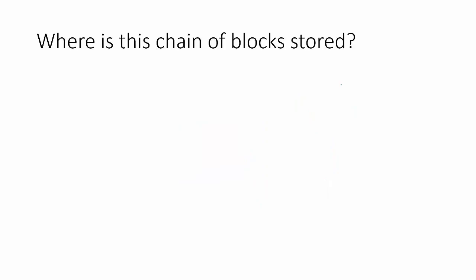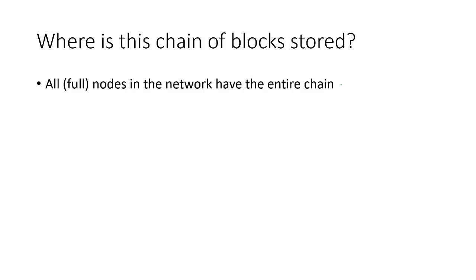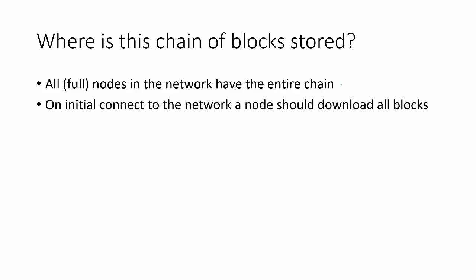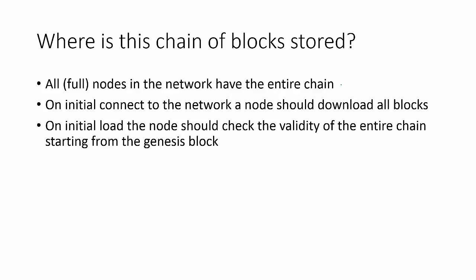So now we know what the blockchain looks like. The next question is, where is it stored? Essentially all the nodes in the network have an entire chain. On an initial connection to the network, the node downloads all the blocks from the nodes it is connected to. On this first load, the node should also check the validity of the entire chain. This means starting from the very first or genesis block, check the rules for a block and whether all the hash pointers are correct.